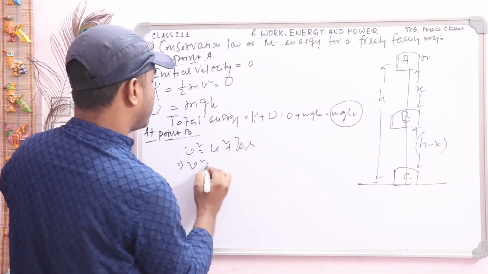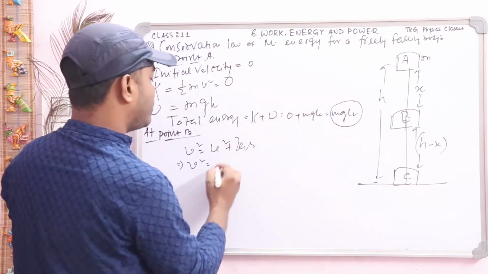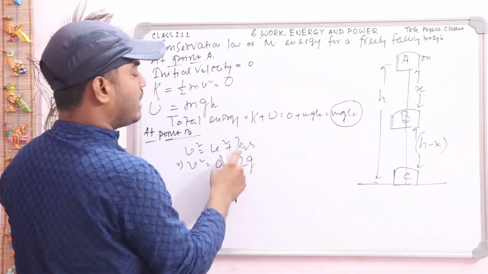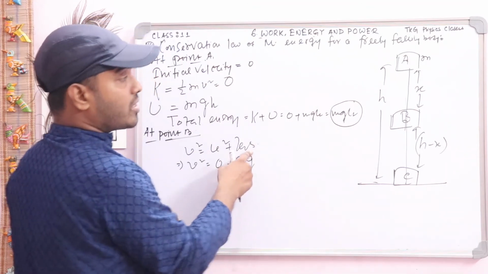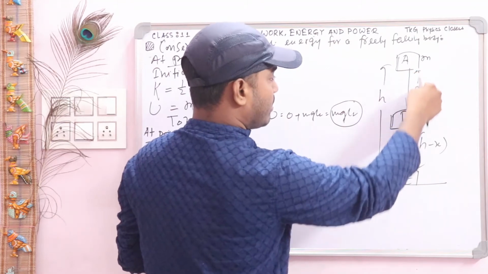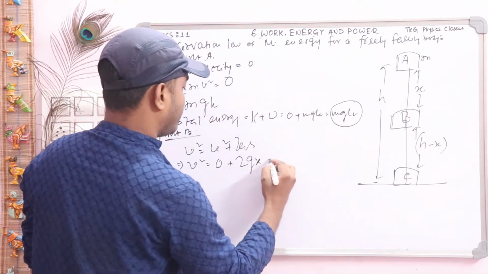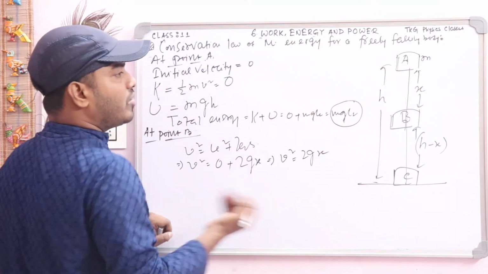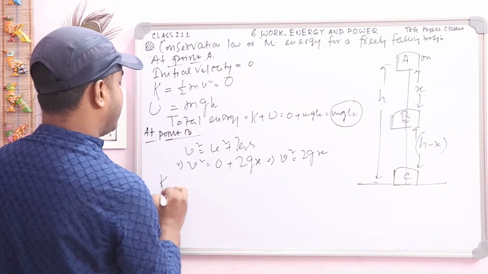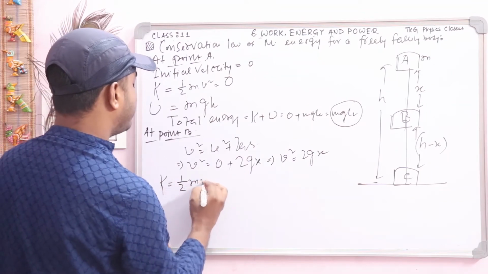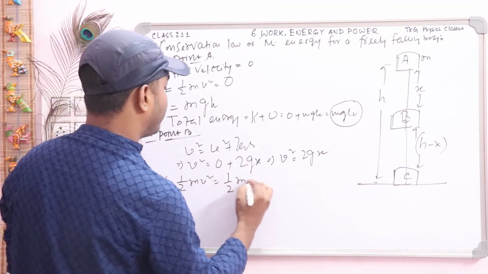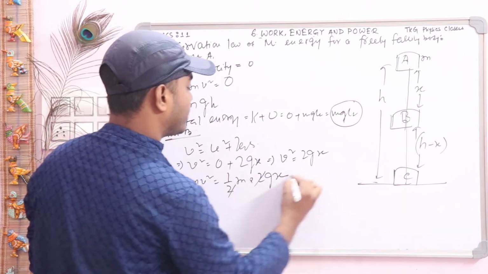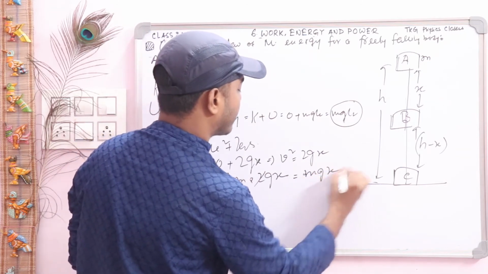Now v square is equal to the initial velocity of the body, that is 0, plus 2a. That means for a freely falling body, acceleration a is equal to g, and s is the distance traveled. Now from A to B, the distance traveled is x. So here v square equals 2gx. Now you can easily find out the kinetic energy, because kinetic energy K is equal to half m v square, that is half m times 2gx. The 2 cancels out, so this is mgx.